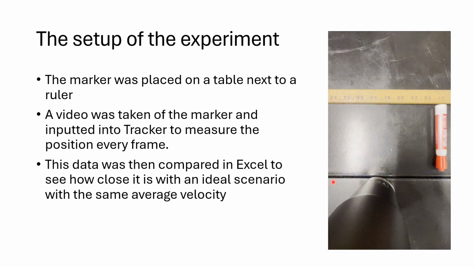And now the setup of the experiment. As you can see here, we had the marker rolling across the table next to the ruler, which we used to calibrate the video. This video was then input into Tracker in order to measure the position every frame. The data from Tracker was then put into Excel with the data received from the GlowScript code, and then we measured how close it is to the ideal scenario with the same average velocity, as explained earlier.